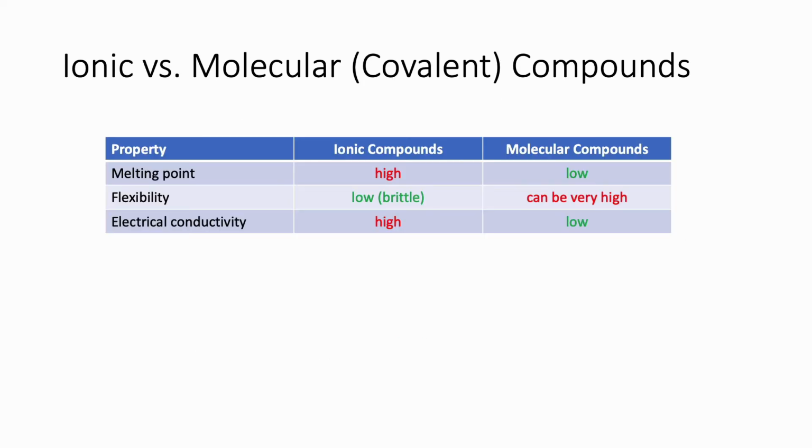Now, just so you can identify ionic versus what we call molecular compounds, which are compounds formed by covalent bonding: ionic compounds have a very high melting point, as we talked about. Molecular compounds tend to have a much lower melting point. As I mentioned before, ionic compounds are very brittle, whereas molecular compounds can be very flexible. Another key point is that ionic compounds tend to be very electrically conductive, whereas molecular compounds are not.